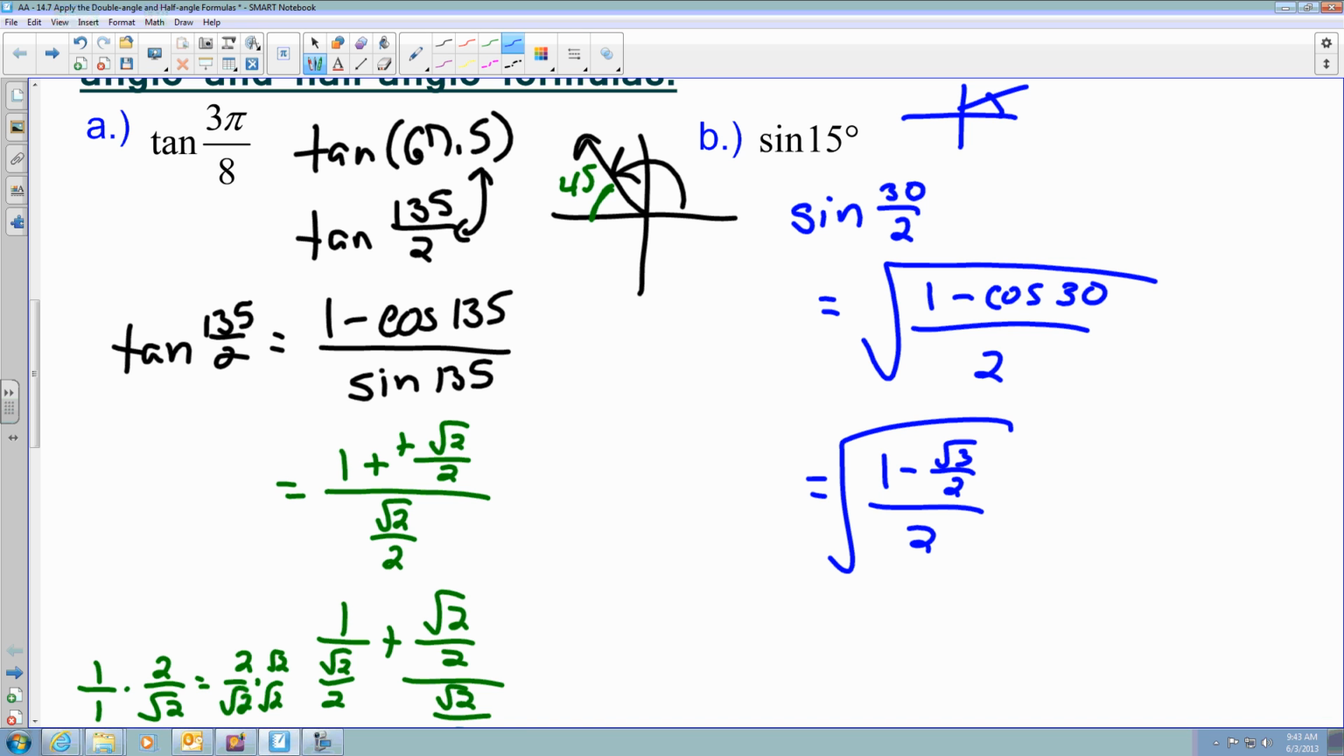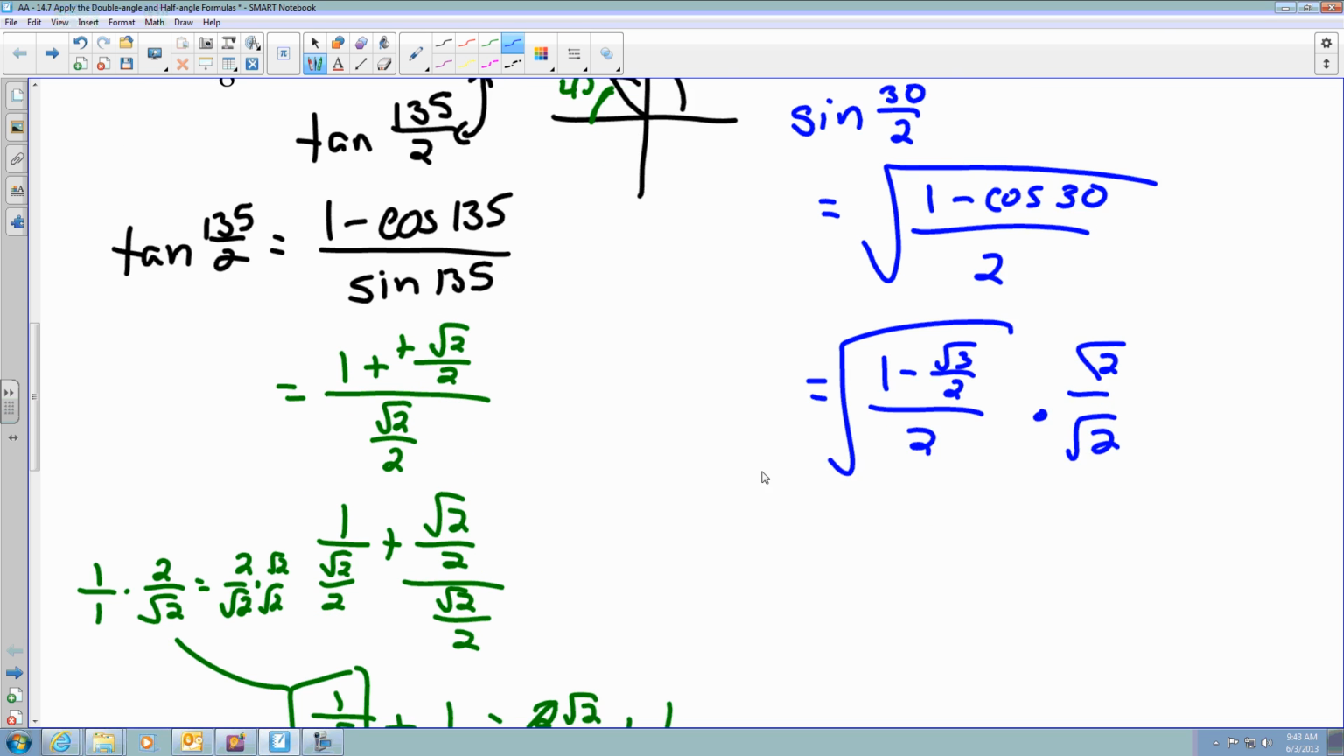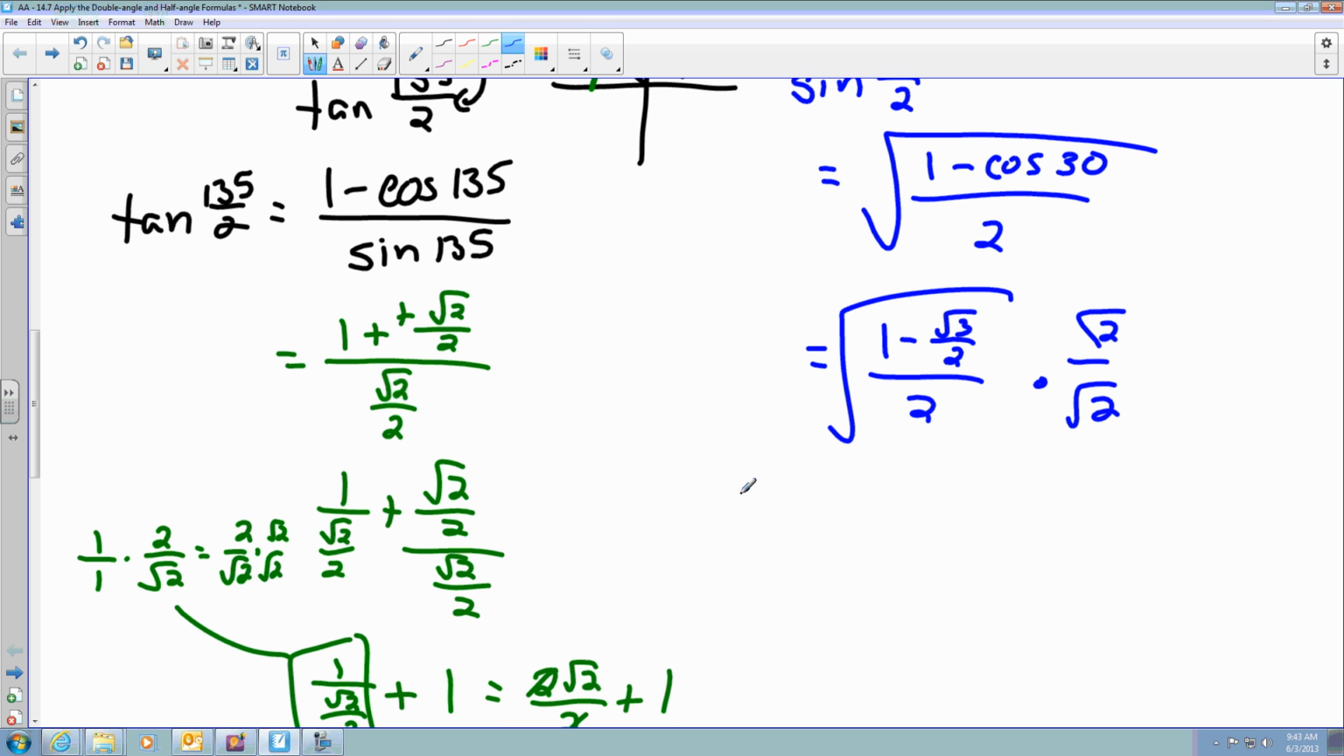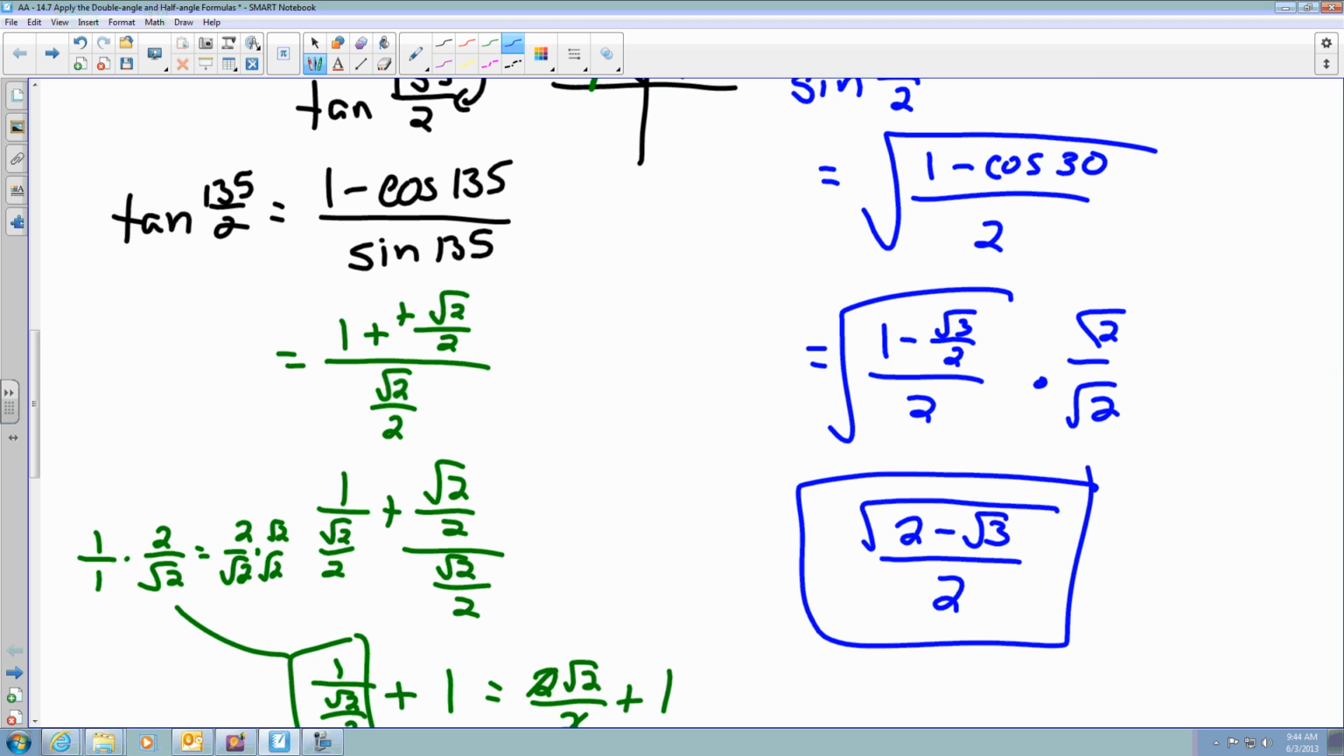So now I get to simplify. Since the 2 is in the radical, I'm going to multiply both the top and the bottom by the square root of 2. So the bottom is just going to be 2, and then the top is going to be the square root of 2 minus the square root of 3 when you simplify it out. Okay?